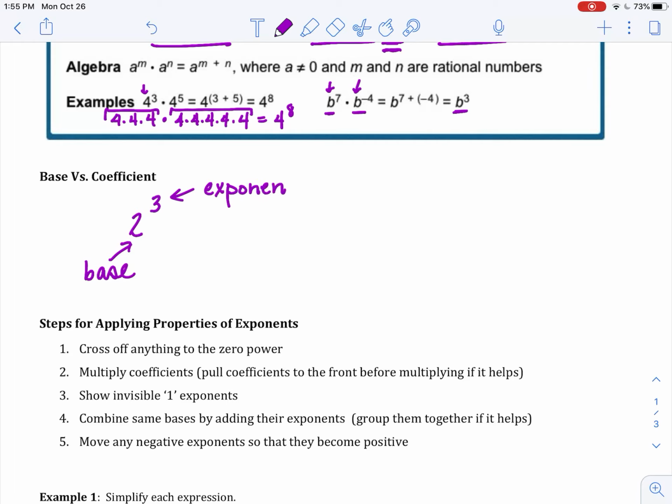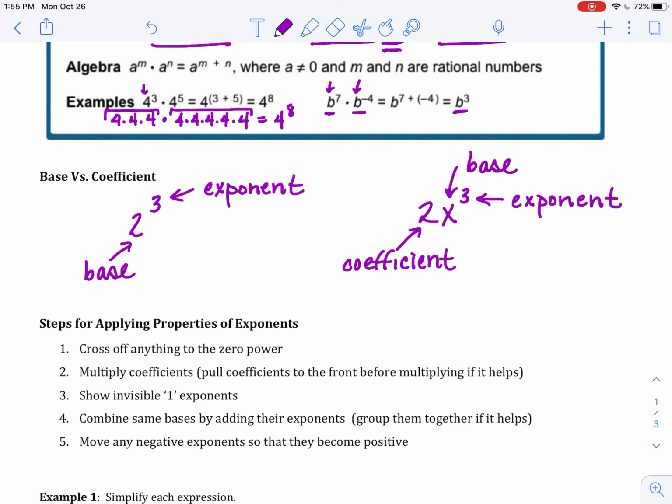That's a little bit different than if you had 2x to the third power. In this case, the 2 is not considered a base. It's considered a coefficient. It is not being raised to the third power. The x is. So the x is what's considered the base, and of course the 3 is still the exponent. All right, so that'll be important for today, that you distinguish between coefficients and bases and exponents.